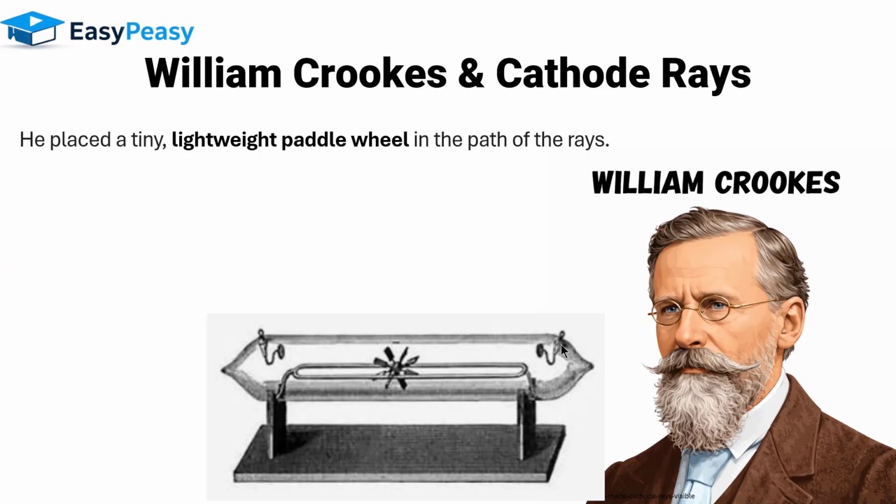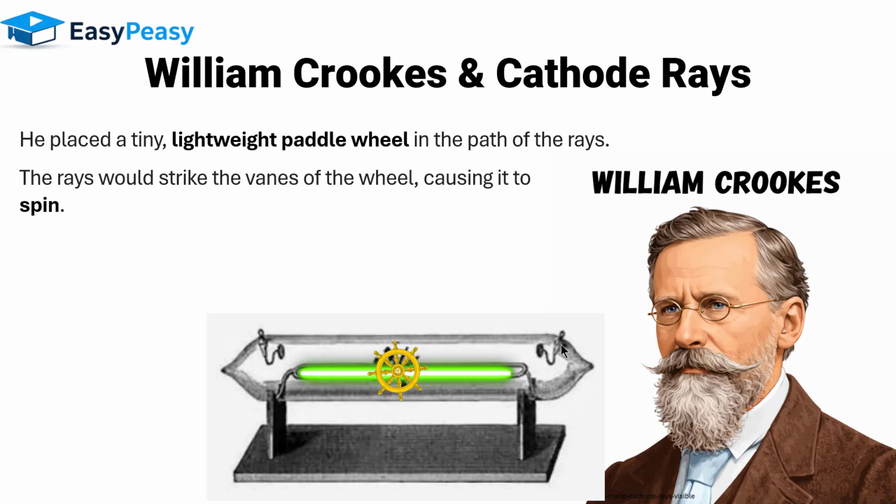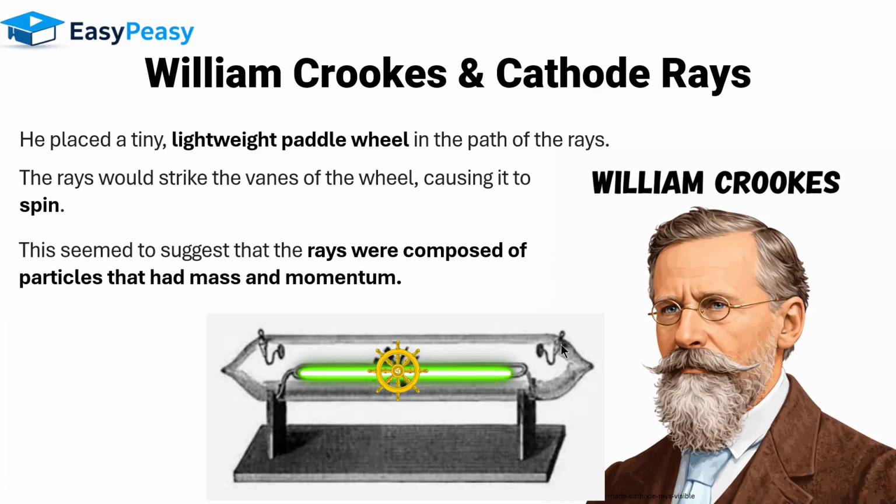Then he put a tiny lightweight paddle wheel in the path of the rays. So when the beam moves from the cathode to the anode, it strikes that wheel and causes it to spin. By this experiment, William Crookes said that this seems to suggest that the rays were composed of particles that had mass and momentum. And then Crookes called them cathode rays.